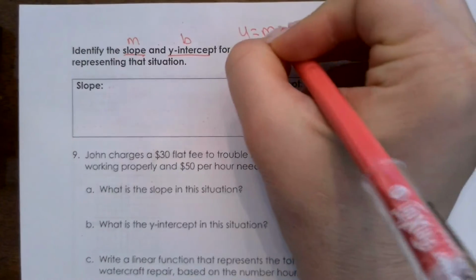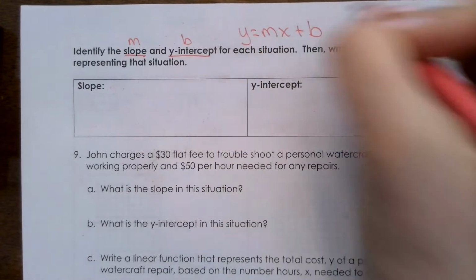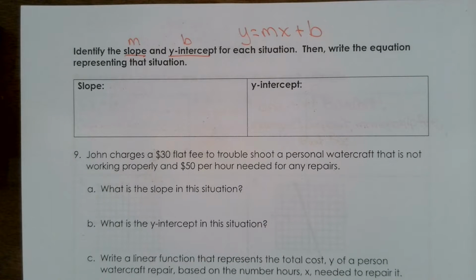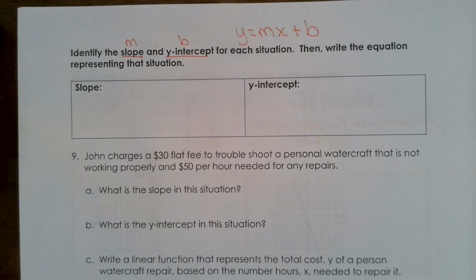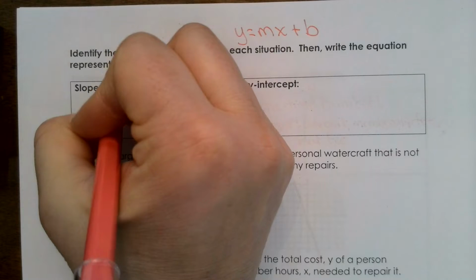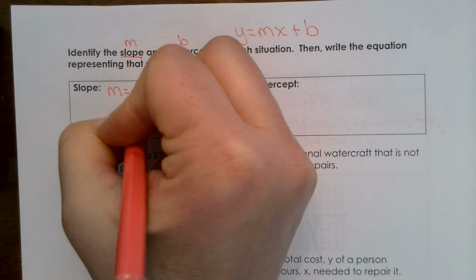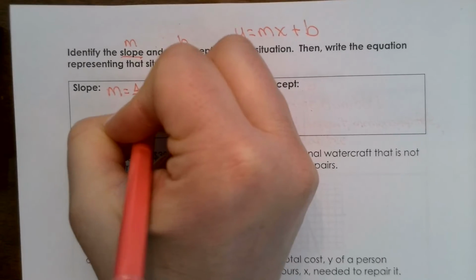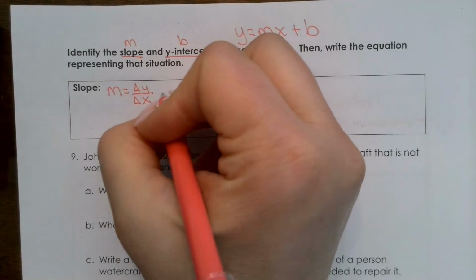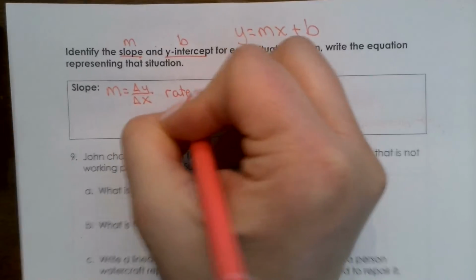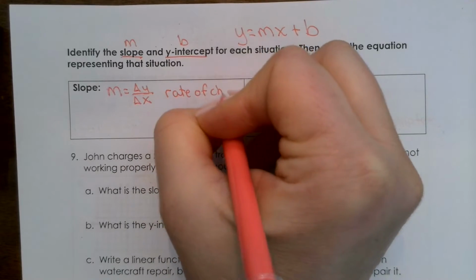Let's just have a reminder. What is slope-intercept format? y equals mx plus b. So, slope. What is slope? Quick reminder. Slope is m, which is the vertical change, or change in y, over the change in x, the horizontal change. We can also refer to slope as a rate of change.